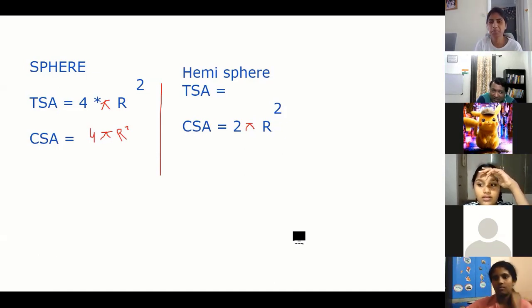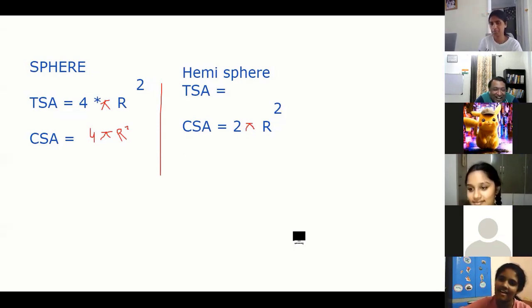I'll give a hint. When you cut a ball, 3 pi r square. Yeah, 3 pi r square. Why? Sir, because the base will be there. Correct. Shweta will explain why.